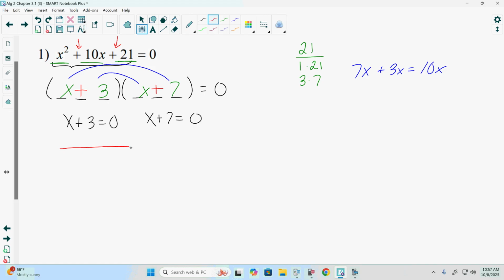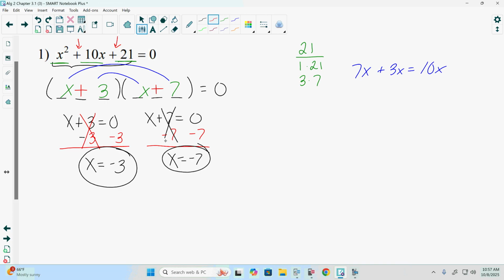With x plus 3, the first thing we can do is what? Subtract 3 from both sides, because 3 minus 3 is 0, leaving us with x on the left-hand side. 0 minus 3 is negative 3. With x plus 7, we can subtract 7 from both sides, telling us x is equal to negative 7. Questions on this here?